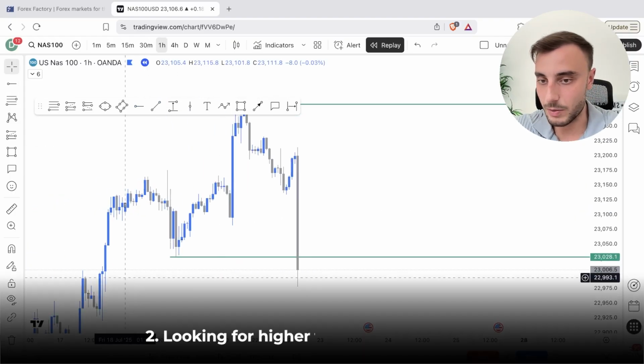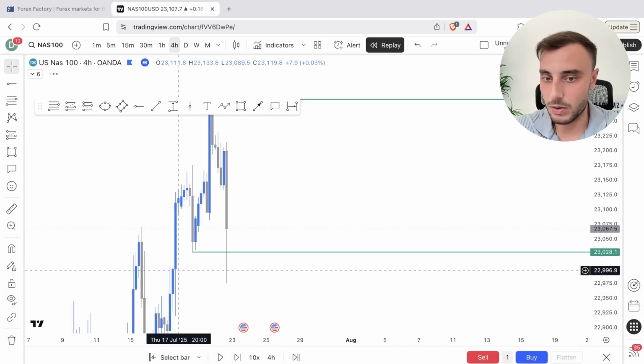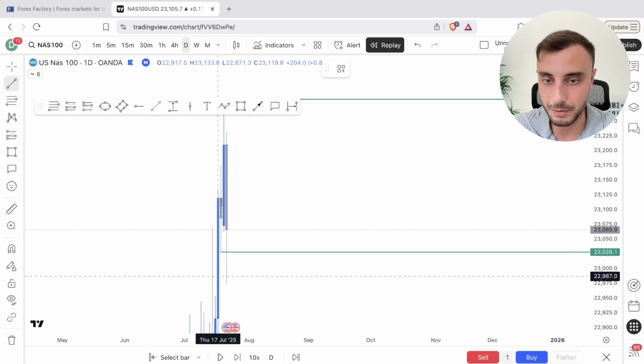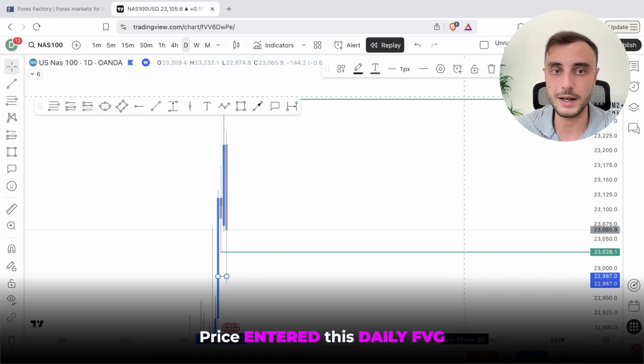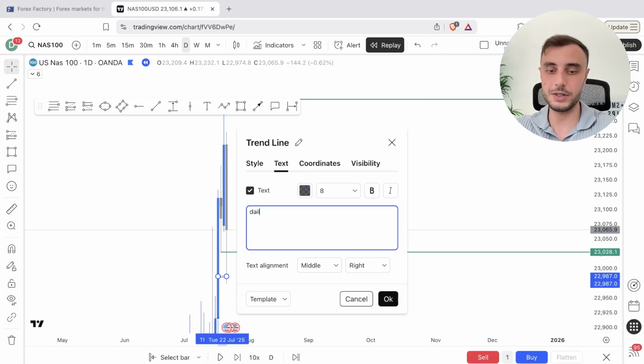After that, I looked left on the 1 hour and I wasn't able to see any confluences. Neither was I able to see a confluence on the 4-hour, but on the daily, this is where I found my higher time frame confluence. I saw that price entered this daily FVG, okay? It entered this daily FVG.